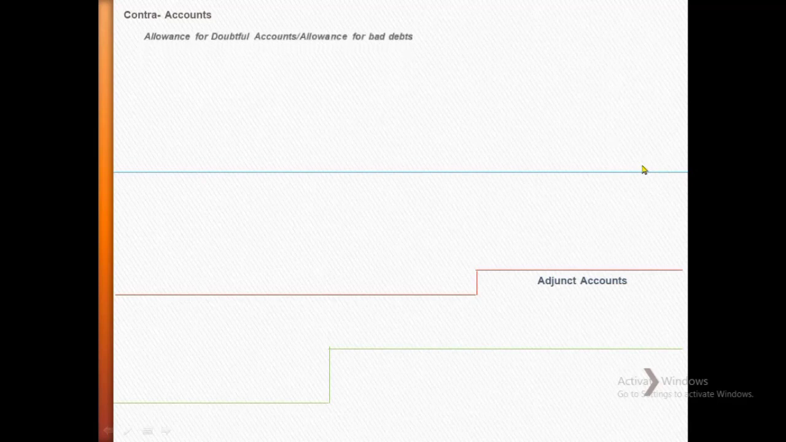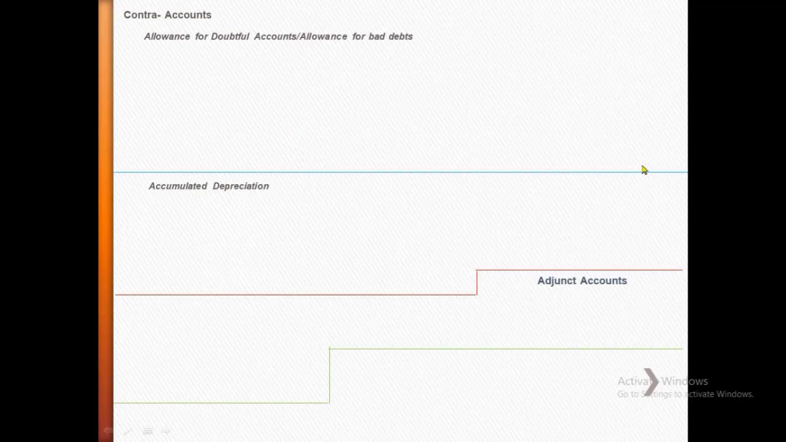Since we are already talking about accounts, I would like to introduce you to the contra accounts and the adjunct accounts. So let's have first the contra accounts. What are these? These are sub-accounts to a main account, however, the balance of these sub-accounts is deducted from the main account. To understand that further, let's have the examples, which are the allowance for doubtful accounts or the allowance for bad debts and the accumulated depreciation account.